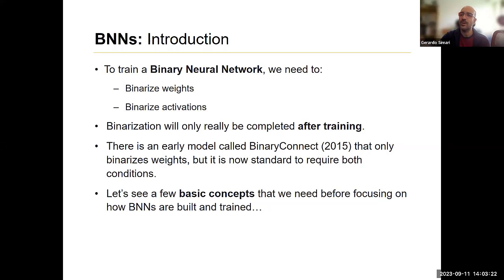There's also an early model, I think it was the first ever attempt at this in 2015, that only binarized the weights and kept the activations in full precision. But it's now standard if you want to call it a BNN, you really have to binarize both things. So let's see a few of the basic concepts before seeing a little bit more of the details on how they are built and trained.